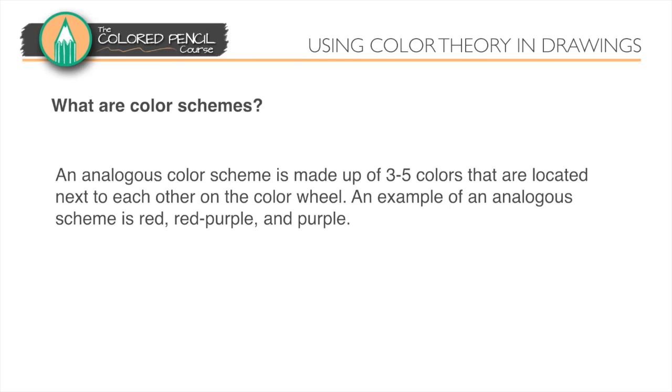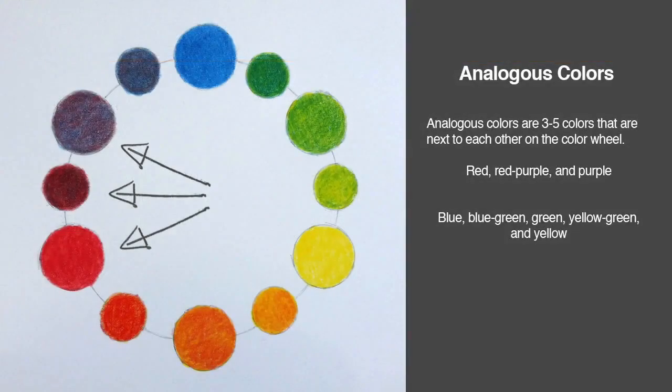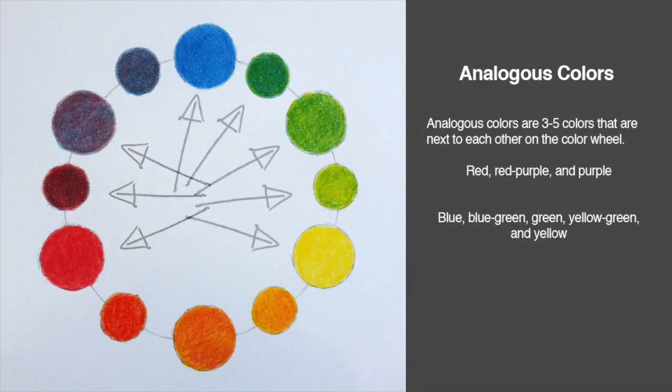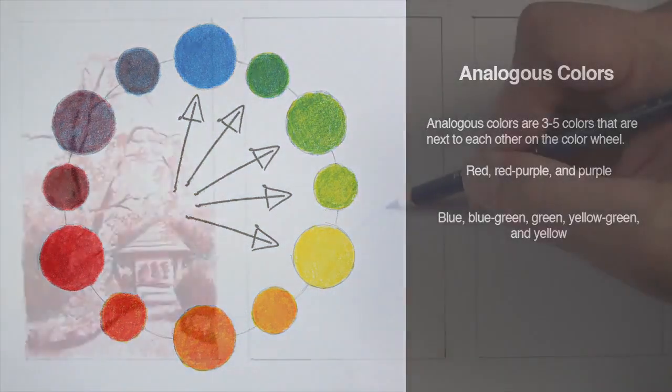An analogous color scheme is made up of 3 to 5 colors that are located next to each other on the color wheel. An example of an analogous color scheme is red, red purple, and purple. Here are red, red purple, and purple next to each other. Another example may be to use blue, blue-green, green, yellow-green, and yellow. This is what we'll do in the second sketch.